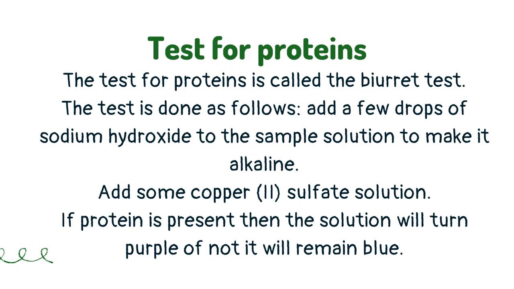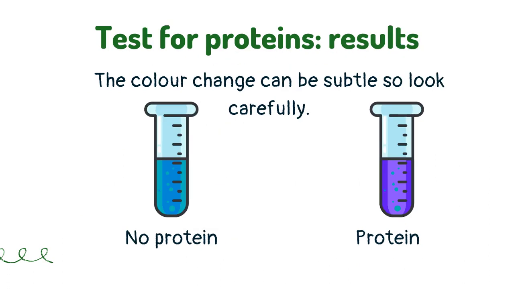The test for proteins is called the Biuret test. The test is done as follows. Add a few drops of sodium hydroxide to the sample solution to make it alkaline. Add some copper(II) sulfate solution. If protein is present, then the solution will turn purple. If not, it will remain blue. The color change can be subtle, so look carefully.